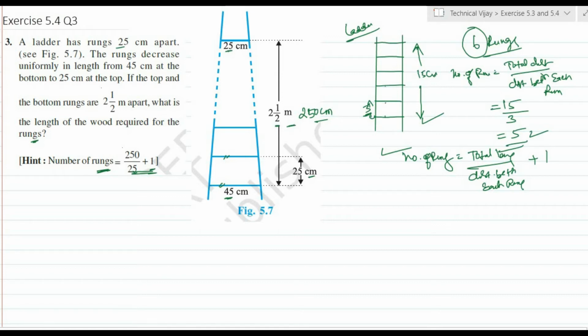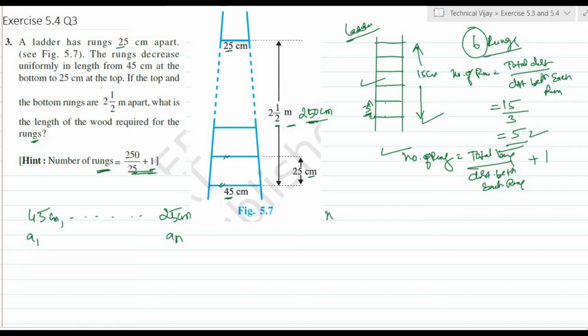So here this is a uniform ladder, but the rung lengths are decreasing uniformly. So the first rung length will be 45 centimeter. See here, the length of 45 centimeter at the bottom, and the first one and the last one they have given. This is A1, this is AN. So now total length is equal to 250 centimeter.